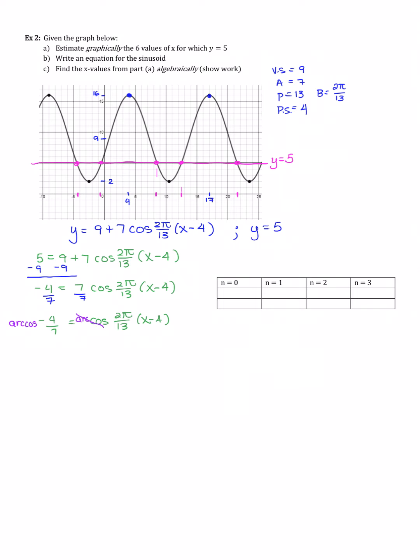And then remember, by definition, the arc cosine of -4/7 is going to be plus or minus the inverse cosine of -4/7 plus 2 pi n, and that's all going to equal your 2 pi over 13 x minus 4. To be perfectly honest, I don't usually write all of that. I usually just write the plus or minus. Well, it's not a bad idea to do it.